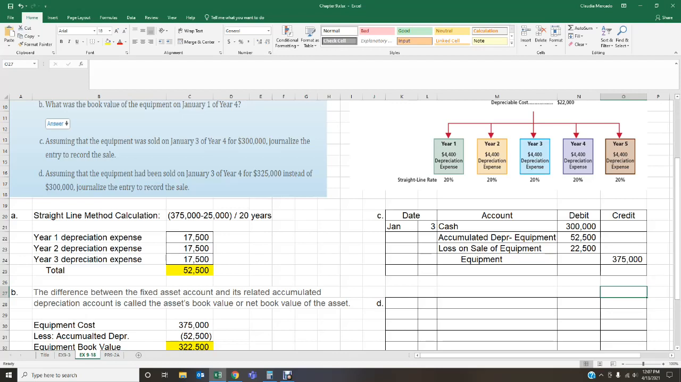And your credit will always be for the amount that you initially recorded the purchase for. In this case, we recorded the purchase for $375,000 when we purchased this equipment. So that is requirement C.